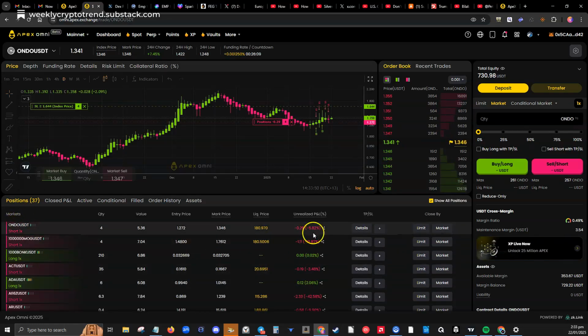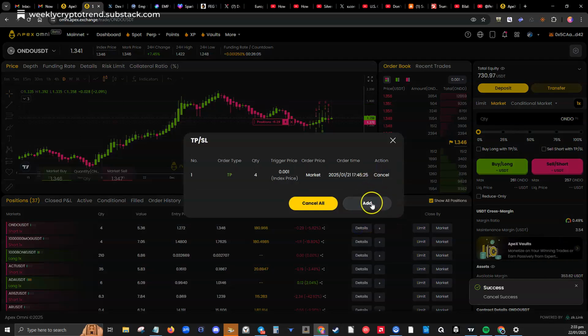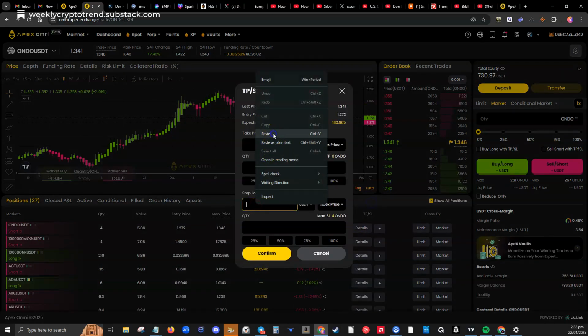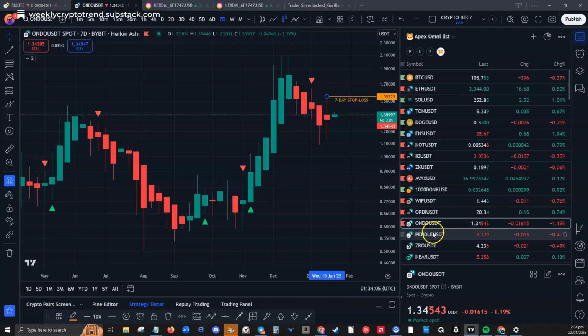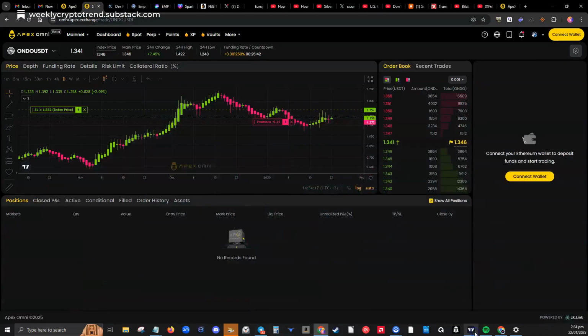Ondo, there's a current one there. Again, same thing. Cancel that stop loss. New one. Pendle is a short. There's no need to move the stop loss closer. So the stop loss should be $5.59 on Pendle on a short.